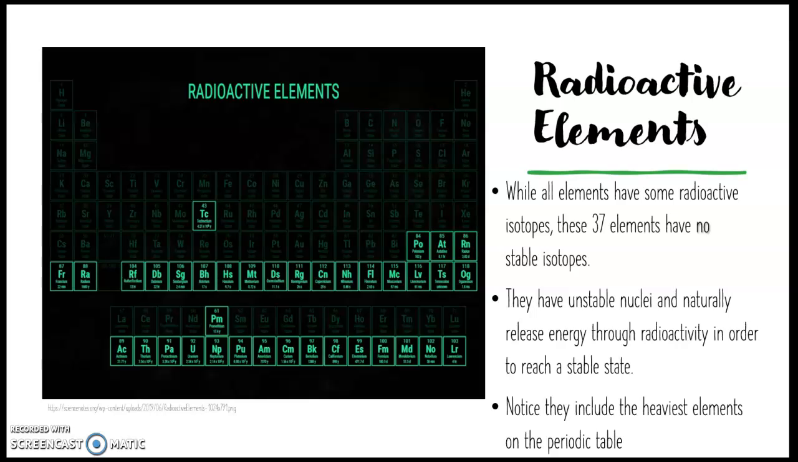While all elements have some radioactive isotopes, these 37 elements have no stable isotopes. They have unstable nuclei and are naturally releasing energy through radioactivity in order to reach a stable state. Notice they include the heaviest elements on the periodic table. They have very large numbers of neutrons, more so than they do have protons.